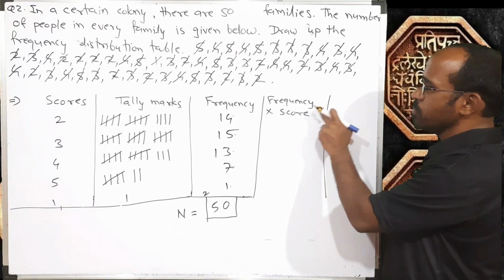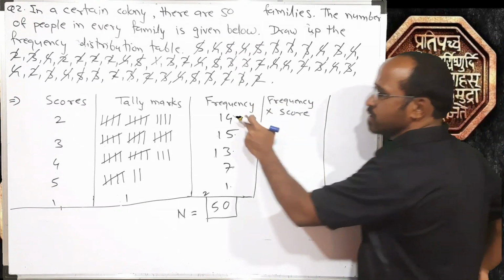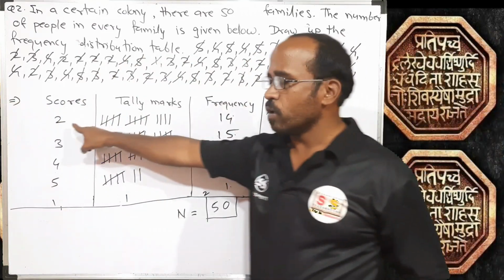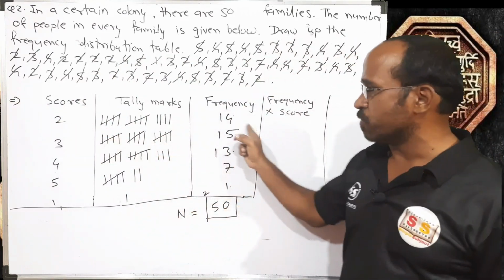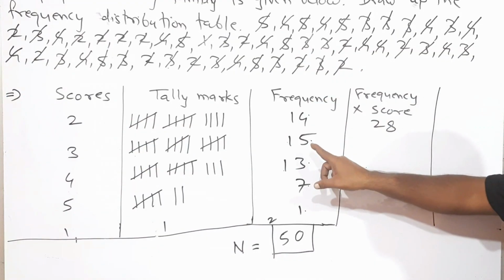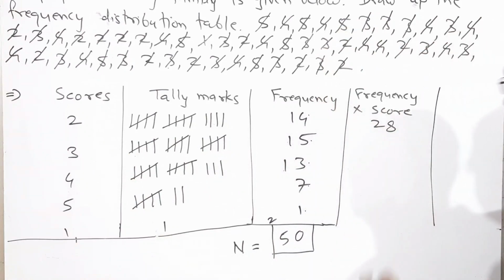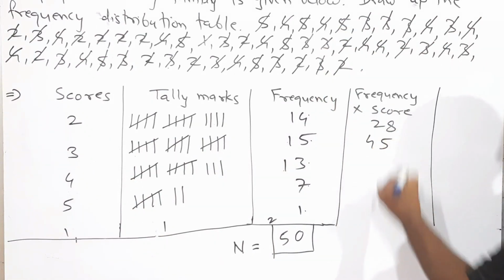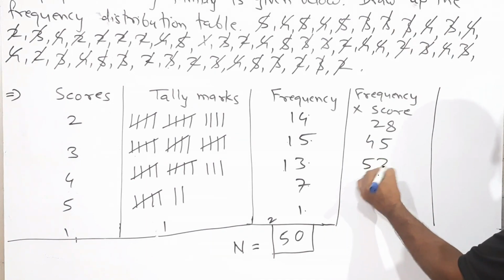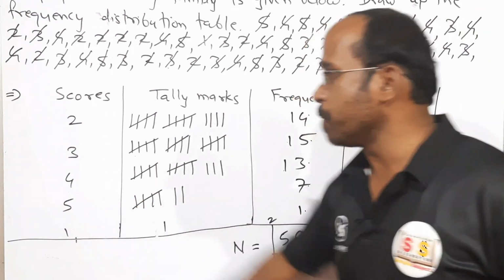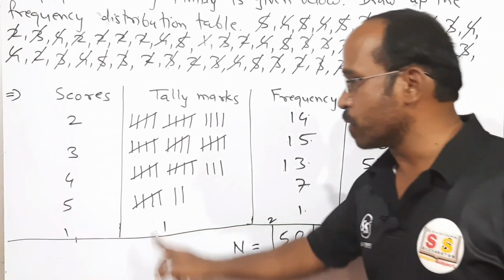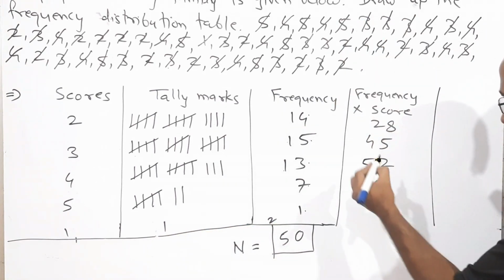What is the last column? Multiplication of frequency into score. So what is the frequency? 14. What is the score? 2. So multiplication is 14 into 2, 28. Next is 15 into 3, 45. Next is 13 into 4, 52. Next is 7 into 5, 35. And the final is 1 into 1, 1.